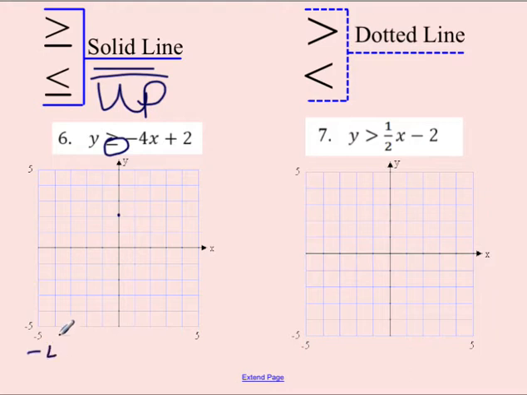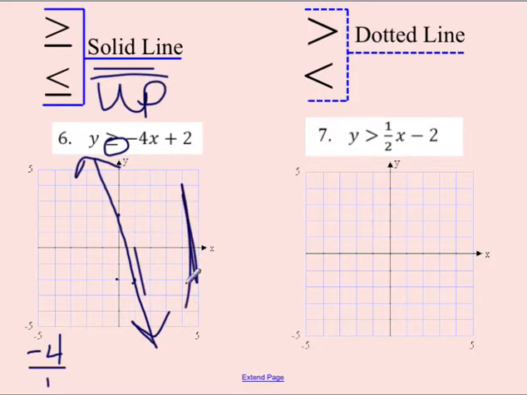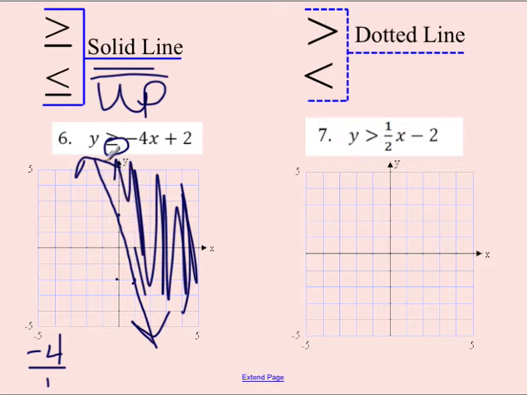Then my slope is -4, which is the same as -4 over 1. So I'm going down 1, 2, 3, 4, and over 1, and plotting that point. So now I can connect these 2 points, and I at least have my line. Now I need to shade. So I'm going to pick a spot on the line, and since I'm shading up, I'm going to go up from that. And where it lands is the region that I am going to shade in.